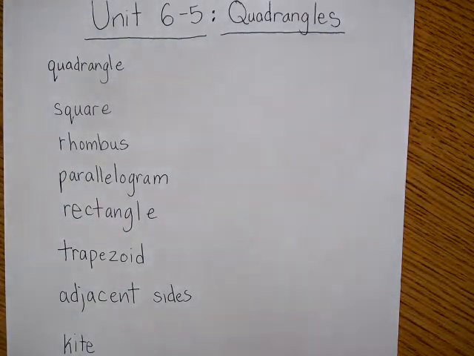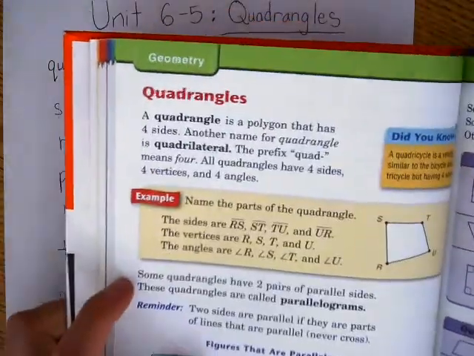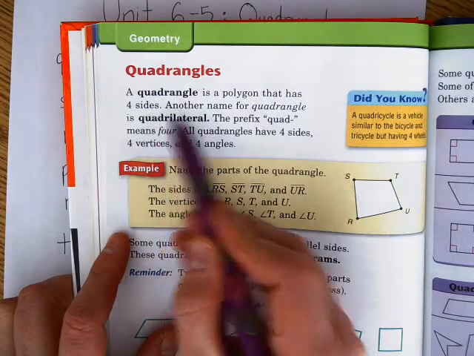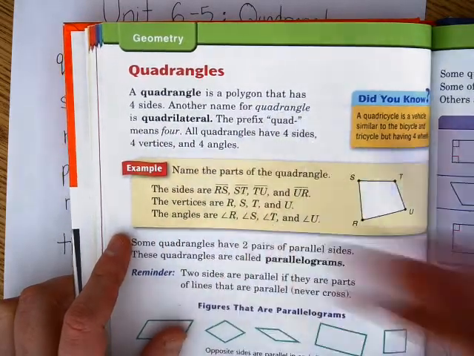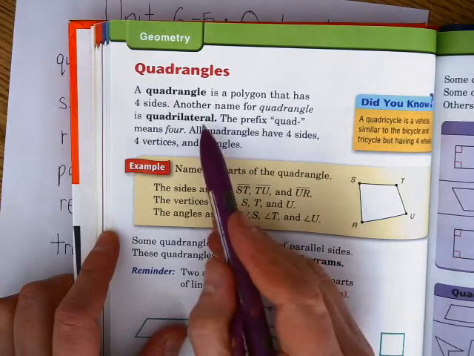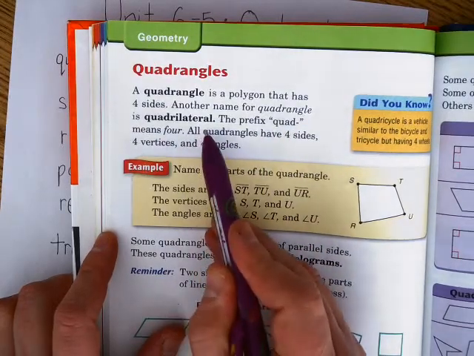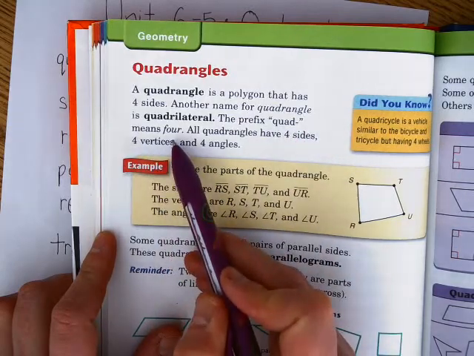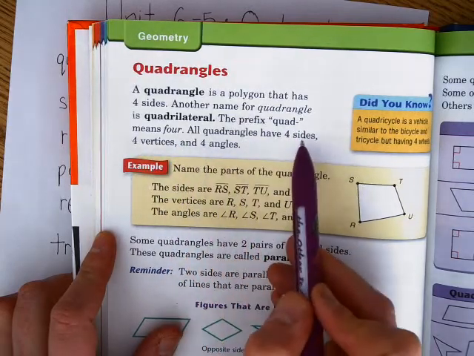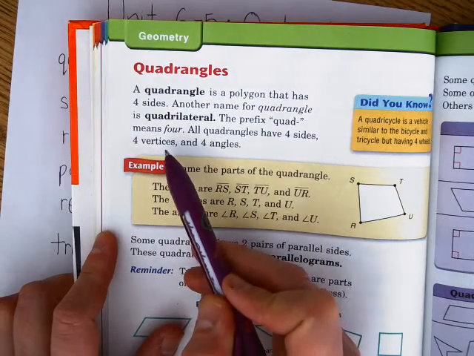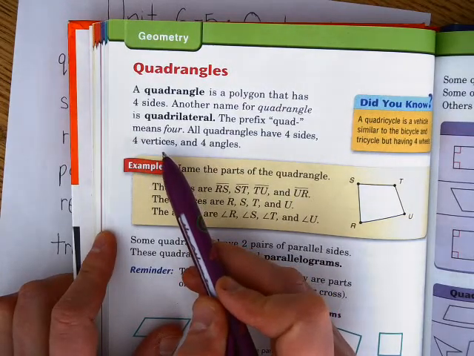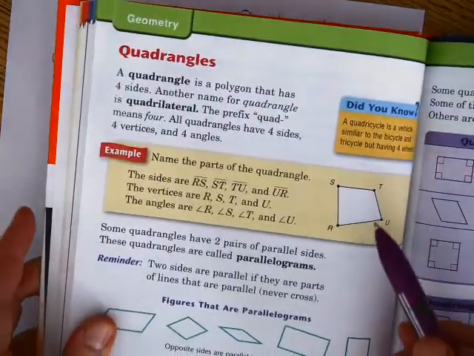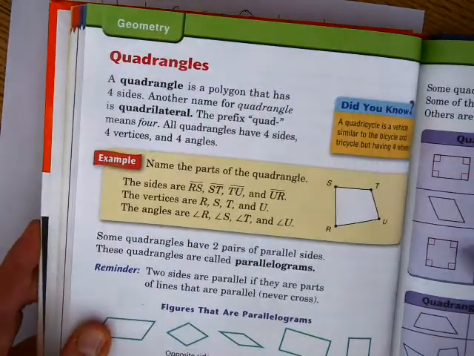And a quadrangle is a polygon that has 4 sides. It says right here, a quadrangle is a polygon that has 4 sides. A polygon is basically a shape. Another name for a quadrangle is quadrilateral, so you may have heard that before. The prefix quad means 4. So all quadrangles have 4 sides, 4 vertices, which we talked about before as being corners, and 4 angles. Here's an example of a quadrangle right here.